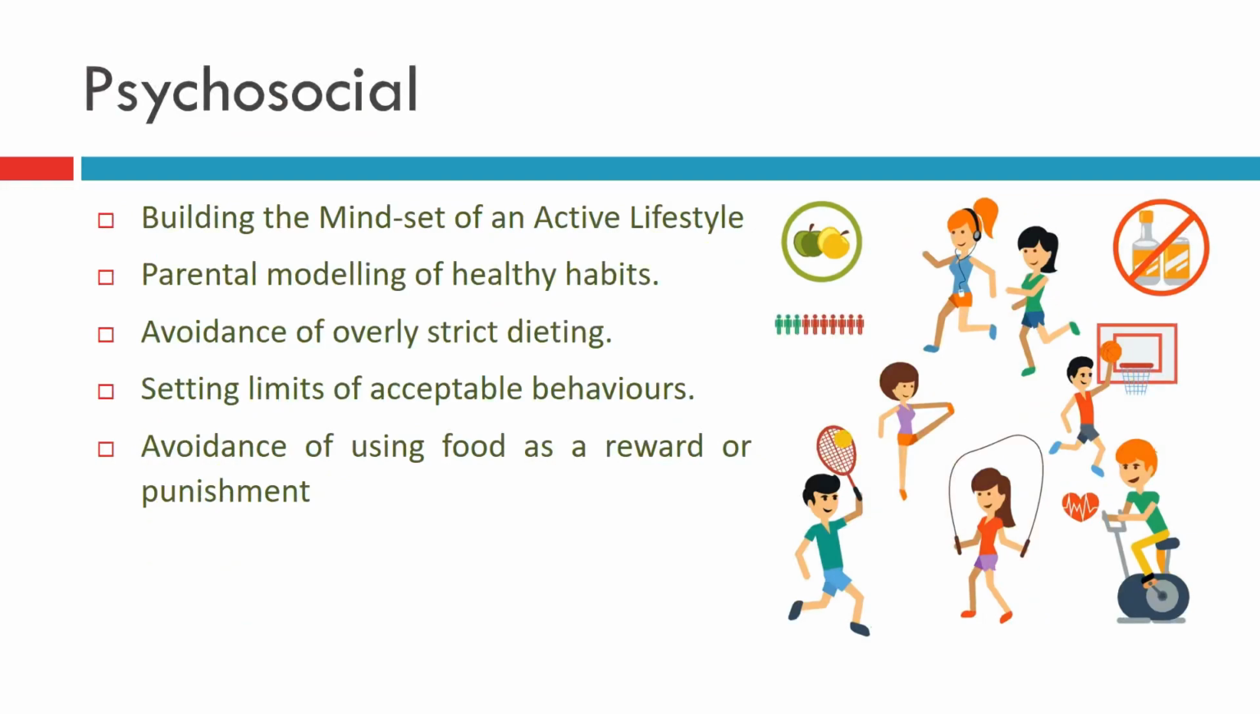Next one is psychosocial intervention: building the mindset of an active lifestyle, parental modeling of healthy habits, avoidance of overly strict dieting, which is most important, setting limits of acceptable behaviors, and the last one is avoidance of using food as a reward or a punishment.